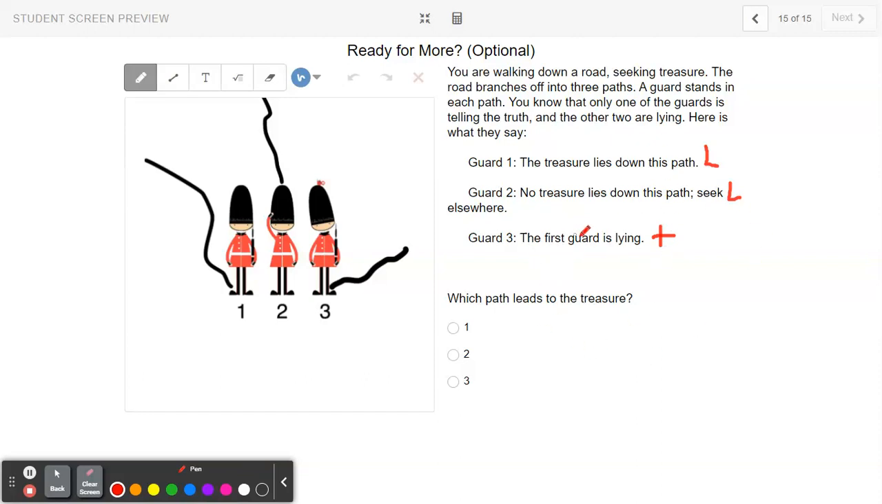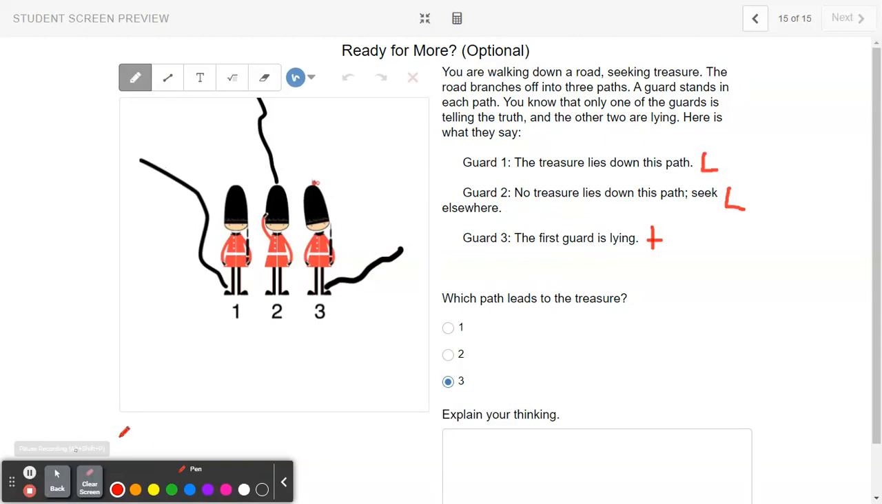And if this is true, the first guard is lying. If that's true, all right, well, this treasure lies down this path. He's lying, right? I think I made myself confused. This one can't be true. This one has to be true, right? No, I was right.